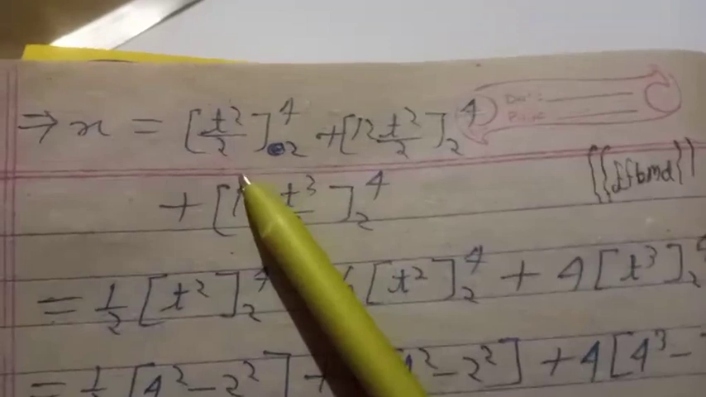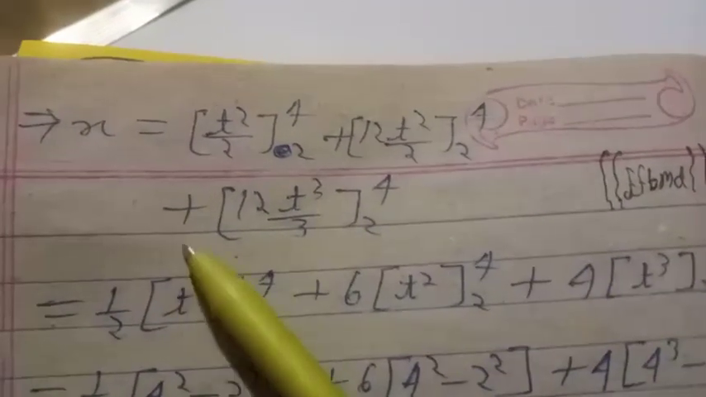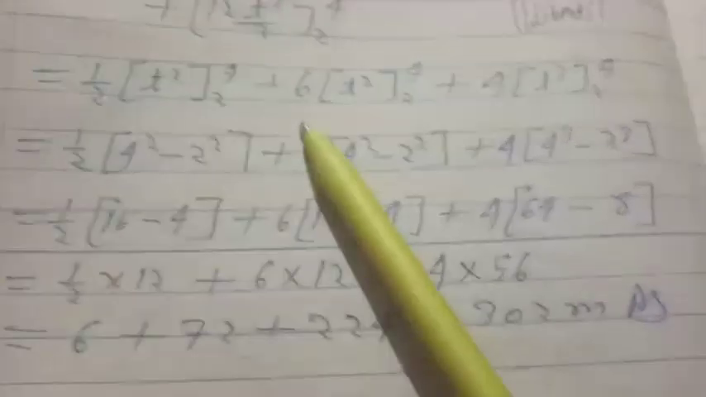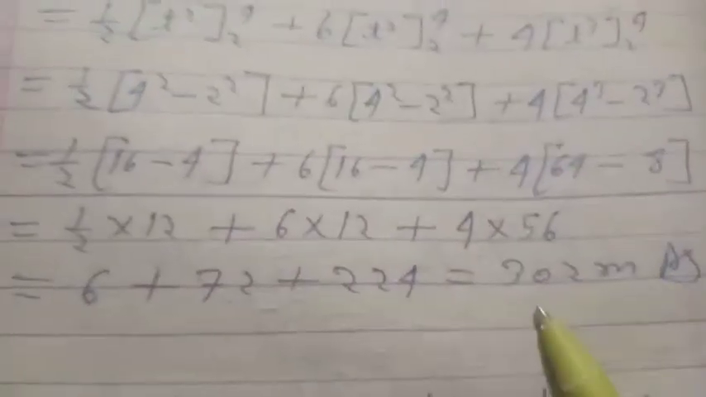So x will be t square by 2 from 2 to 4, plus 12 t square by 2 from 2 to 4, plus 12 t cube by 3 from 2 to 4. Solving this, finally we get 302 meters as the answer.